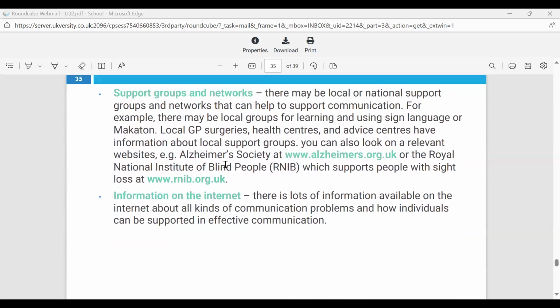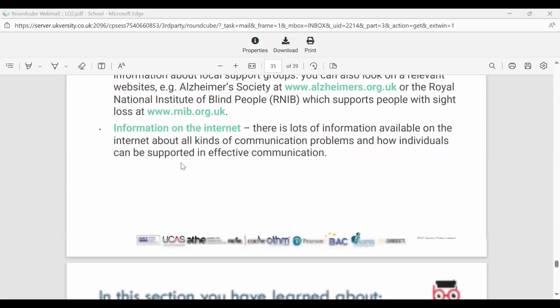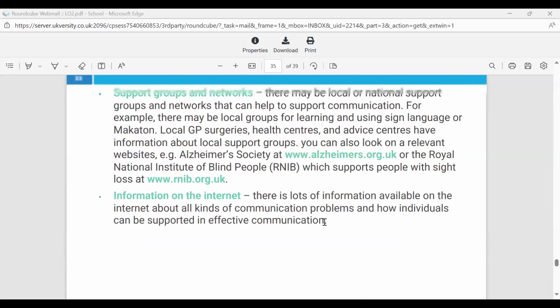And the support groups and networks. So there's lots of support groups out there. For example, you've got people that need help with baby sign language or Makaton, Alzheimer's support groups, support groups for cancer, for the blind. Why are these support groups so important for these individuals? Is it good for an individual to attend the support groups?